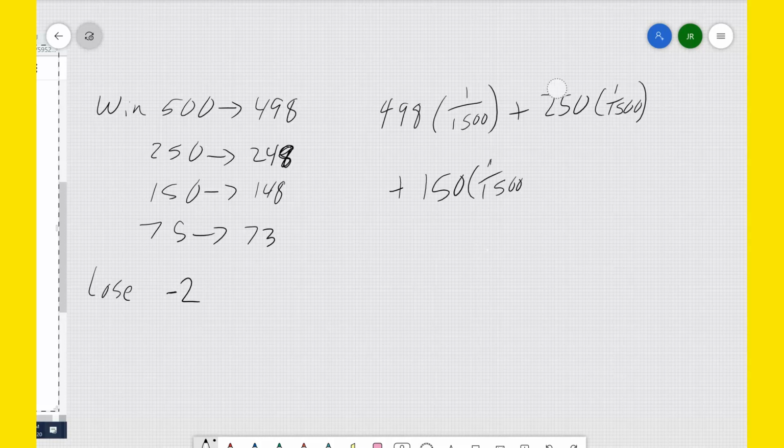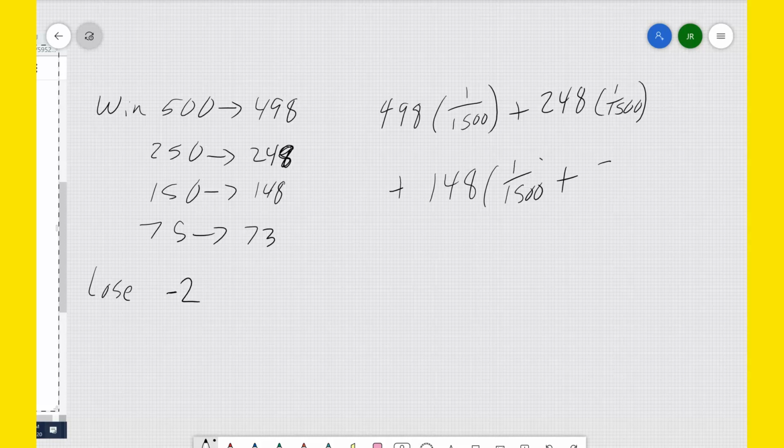Oh, I shouldn't have said that, right? I didn't mean to say $250 or $150. What did I mean to say? I meant to say $248. And I meant to say $148. And the probability of that 148 is again 1 out of 1,500.